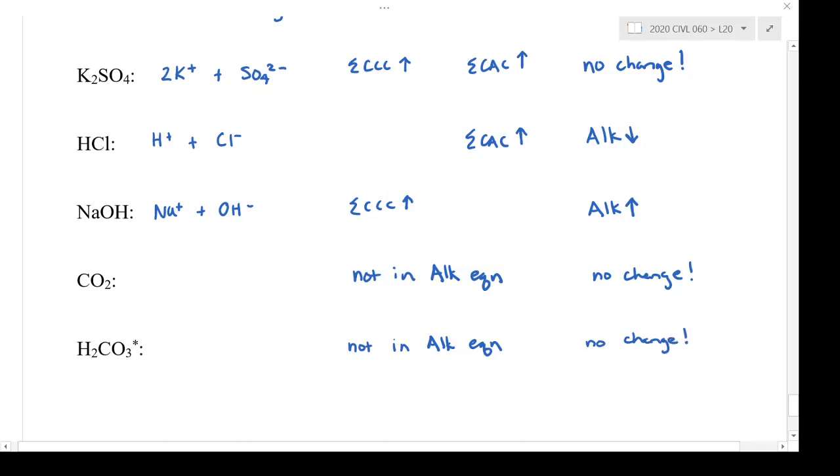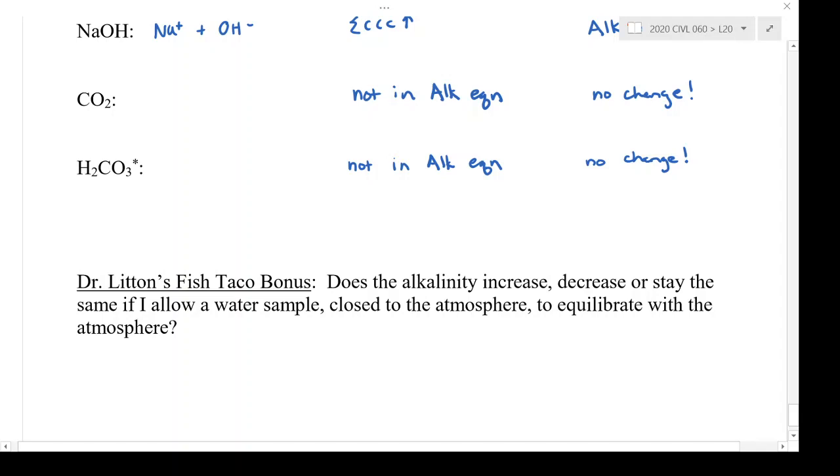And finally, we have Dr. Litton's fish taco bonus. Does the alkalinity increase, decrease, or stay the same if I allow a water sample close to the atmosphere to equilibrate with the atmosphere? Imagine a beaker of pure water that is allowed to interact with atmospheric CO2. I do this in the lab by aerating a sample. And one thing that we need to note here is that, under these conditions, CO2 can enter or leave the solution.